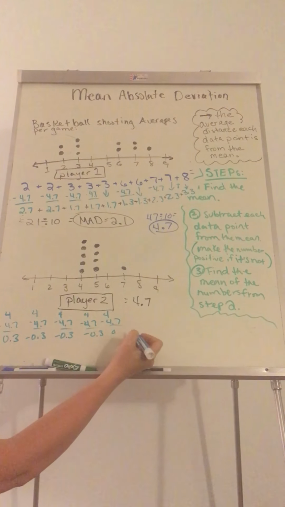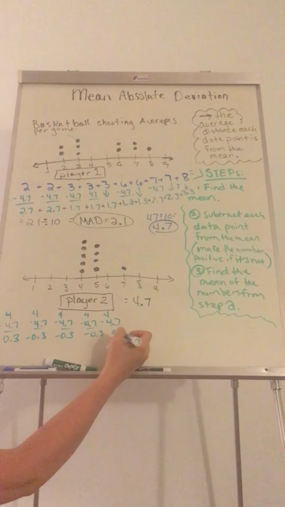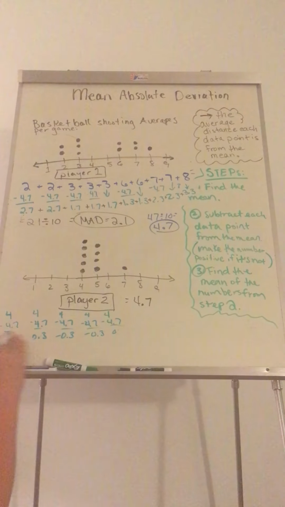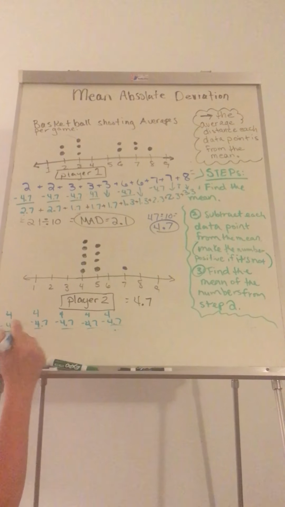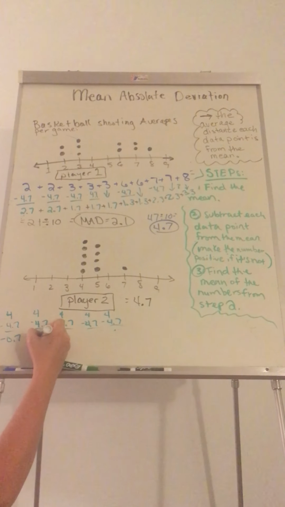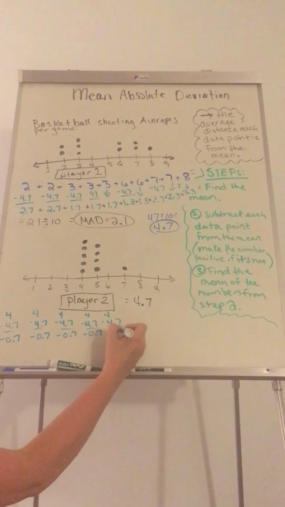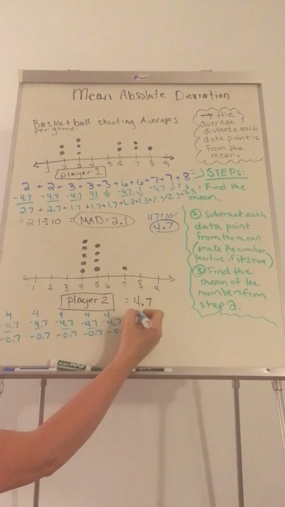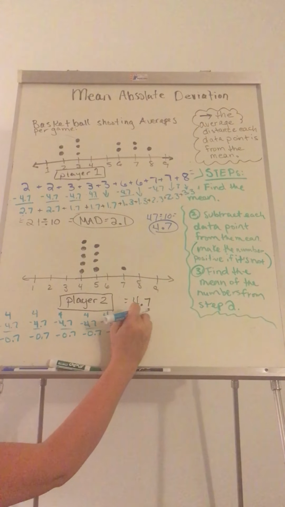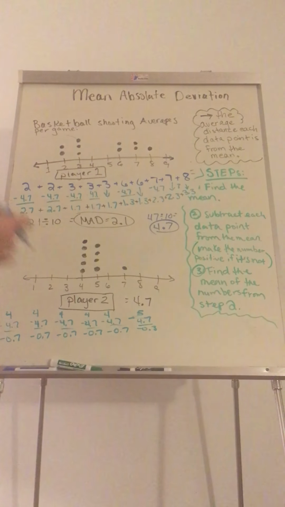Now, 5 minus 4.7 is going to be, wait, I think I did that wrong. 4 minus 4.7, I'm sorry, I'm making mistakes. 4 minus 4.7 is negative 0.7. I got that confused. Whoops. So change that, my bad. Okay, now, 5 minus 4.7 is going to be negative 0.3. Okay, there we go. That's right.